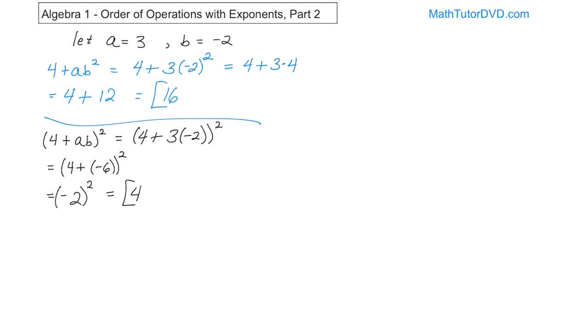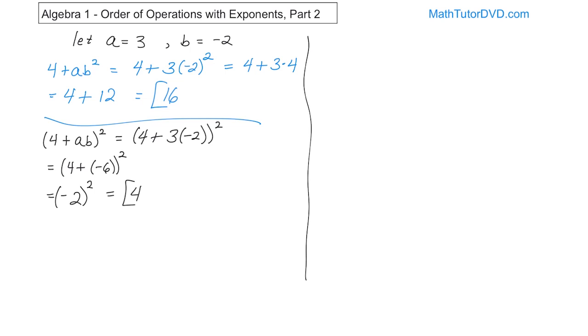So you see the difference. That's why we choose these problems like this. This is 4 plus AB squared, and you get 16. This is 4 plus AB quantity squared, and you get 4. Two totally different answers. The reason they're different is because the order of operations forces them to be different. And so that's why we're getting practice with them. All right. We'll do one more.